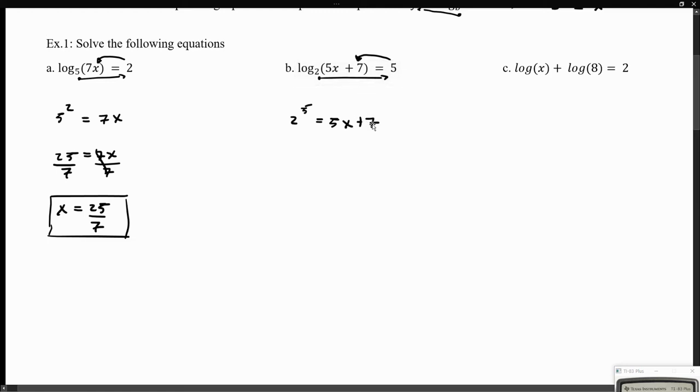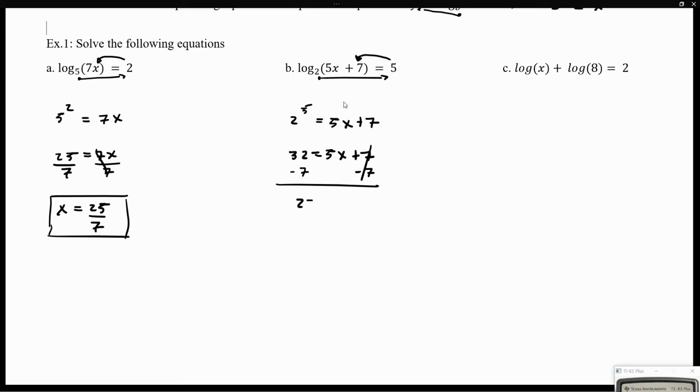They're just written differently. But which is easier to solve? Definitely this one, because now 2 to the 5th, that's 32. So now notice that we have a linear equation, 32 equals 5x plus 7. Let me solve for x. Let me get rid of this 7. So now that's 25. 25 equals 5x. Let me solve for x by dividing by 5. So now I know that x is 25 over 5, which is just equivalent to 5.